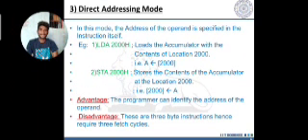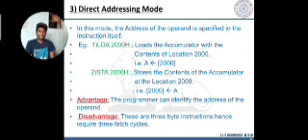Now the direct addressing mode. In this direct addressing mode, the address of the operand is specified in the instruction itself. If we take an example, LDA 2000H, it means load the accumulator with the content of location 2000. Here we are specifying the location. And the second example, STA 2000H, it means store the content of the accumulator at the location 2000. Same here, we are specifying the location.